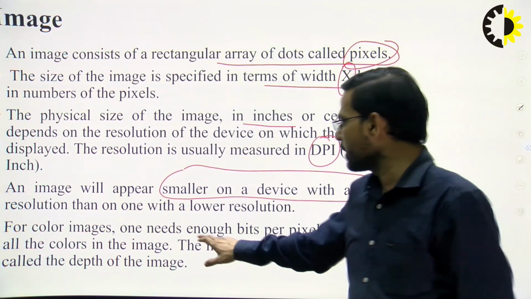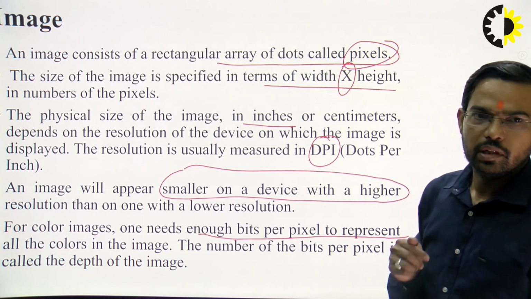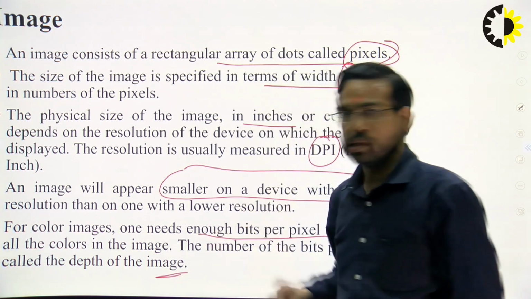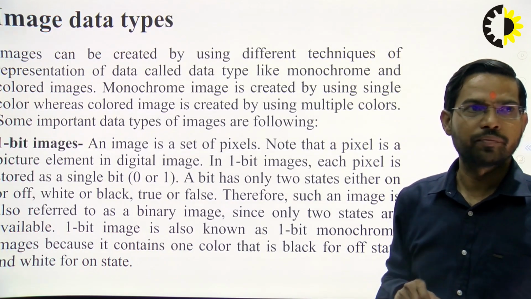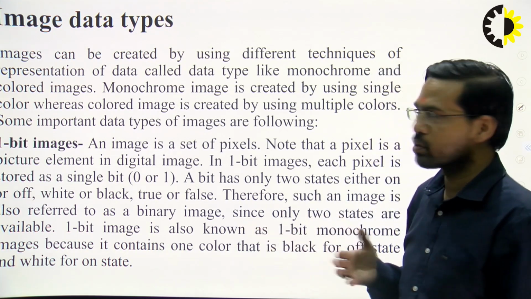For a color image, one needs enough bits per pixel to represent all the colors in the image. The number of bits per pixel is called the depth of the image. Okay, so that is images. Now, how many types of images are there? Different types of images exist, so we will discuss them one by one.